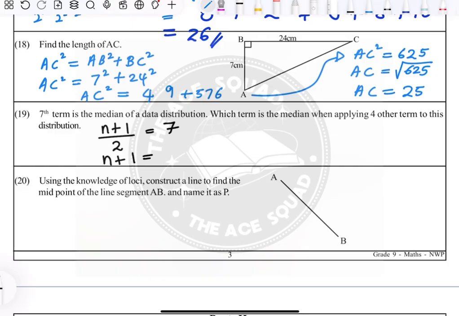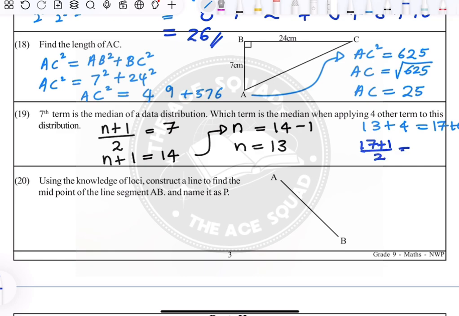So if you make them equal and solve this equation, you can find the number of terms. It's going to be n is equal to 13. So originally there are 13 terms in this data distribution. For these 13 terms, they are adding another 4. So that makes it 17 terms, right? For these 17 terms, they want you to find the median. That is again very easy. Apply the formula again. N plus 1 over 2, that is 17 plus 1 over 2, which is 18 divided by 2. 9th term will be the new median. I hope that is also clear.